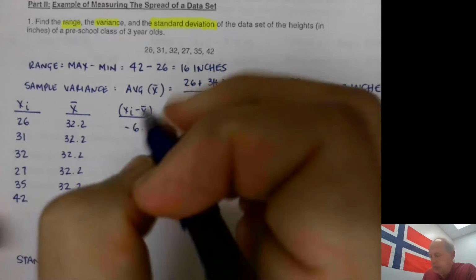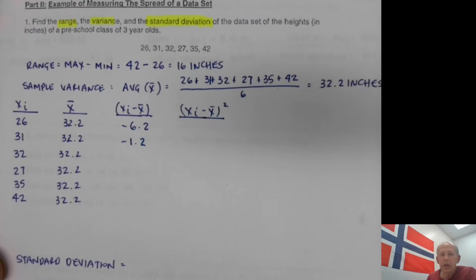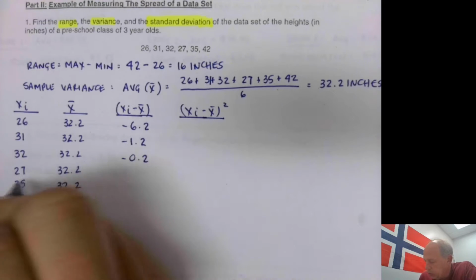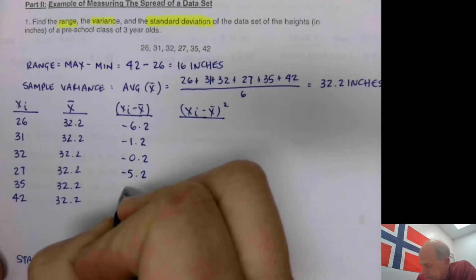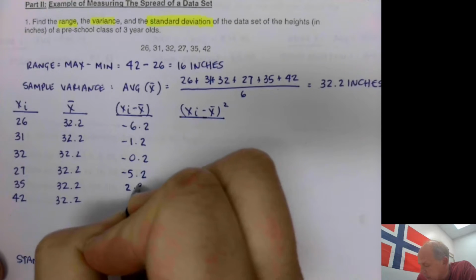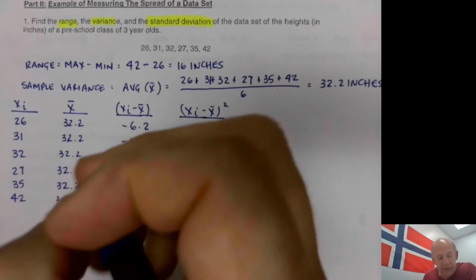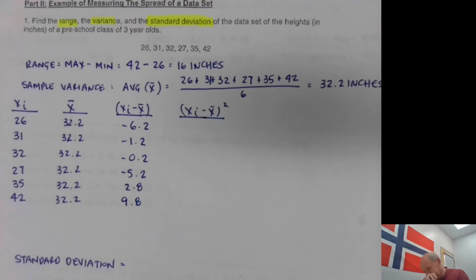Second child, when I subtract, is 1.2 inches below the average. Next child is 0.2, a little bit shorter when I subtract. Fourth child, below the average. The next child, when I subtract, I get 2.8, and this is positive. That means that fifth child is above the class average in terms of height, and then the last child is very tall. When I subtract, I get 9.8 inches above the average.